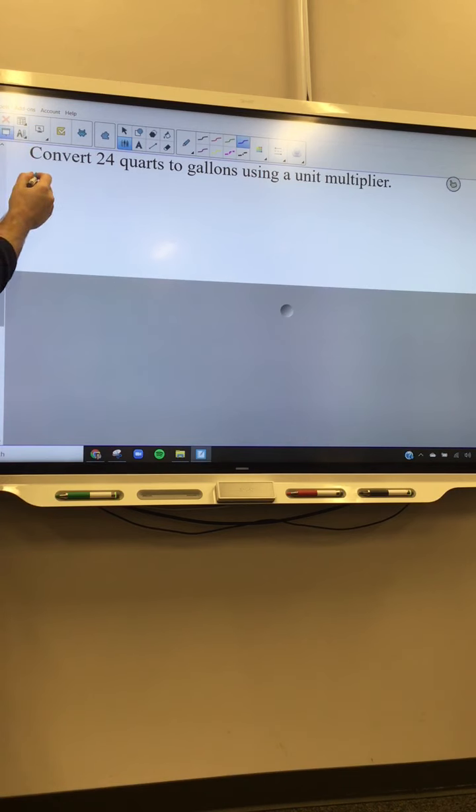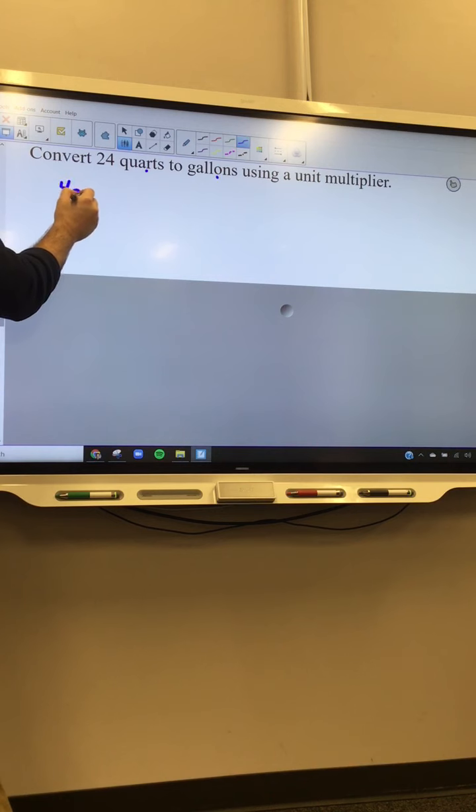Say it louder. 4 pints over... I'm not dealing with pints here. I'm doing quarts and I'm doing gallons. I messed up. 4 quarts over 1 gallon.